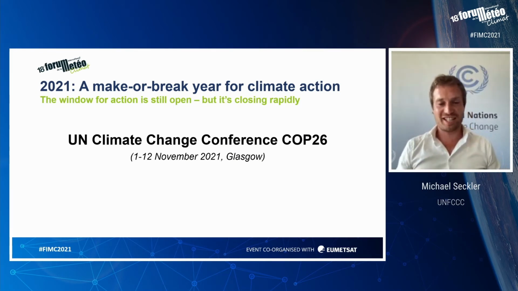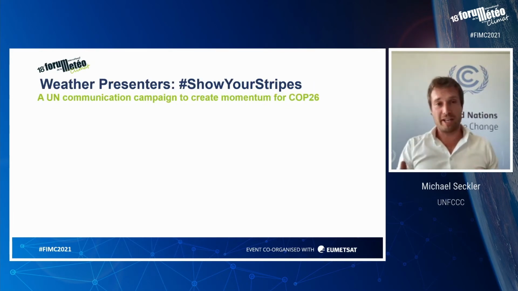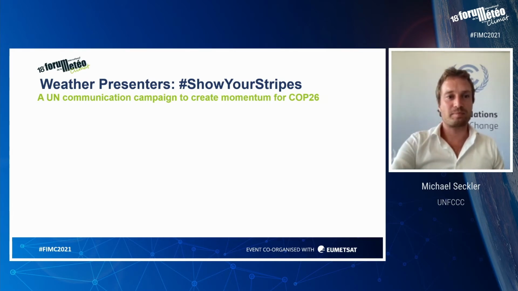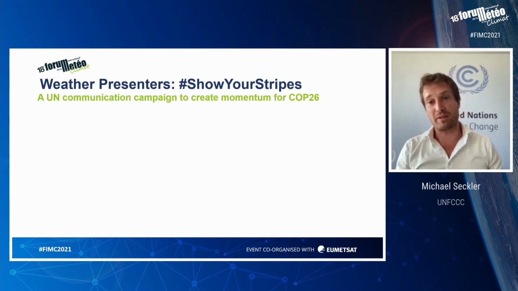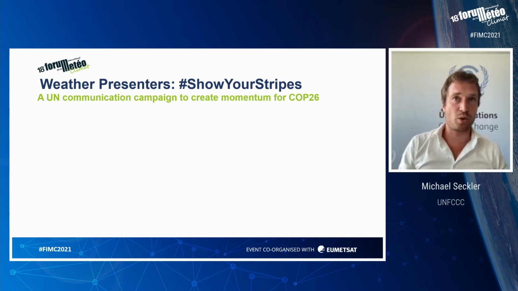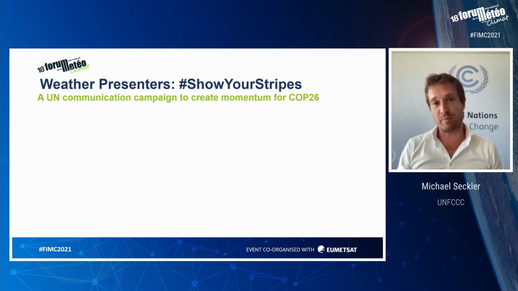As I've said, the second part is about where you come in, hopefully: a UN communication campaign that we are doing together with the WMO and the IPCC, obviously centered around the amazing climate stripes developed by Ed. So what is this campaign about? The key goal is to drive momentum for a successful outcome in Glasgow, and to lend as many voices as possible to the call for more ambitious climate action.